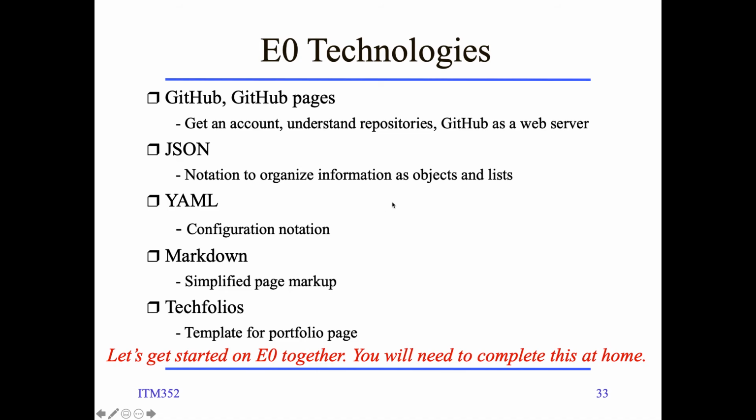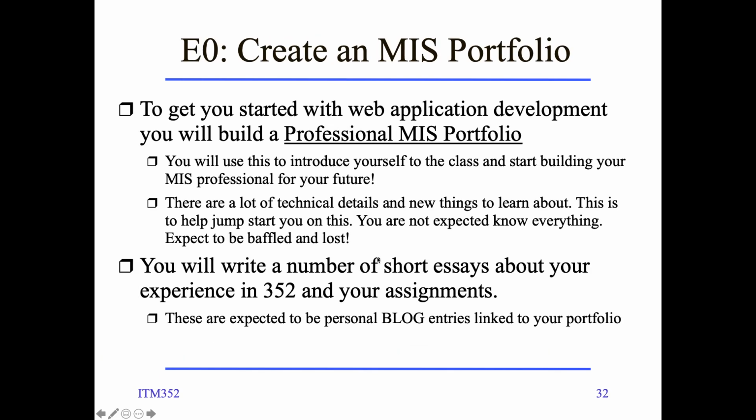So the assignment 0 or SA0 technologies are going to be GitHub and GitHub pages. So you're going to need to go get an account, understand what a repository is, and how to use GitHub as a web server. You're going to learn about JSON, or the JavaScript Object Notation, which is going to be used for building your portfolio. A little bit about the YAML configuration notation, a little bit about the Markdown syntax, and this technology called Tuckfolios. Let's take a quick look at that, see what you need to do.